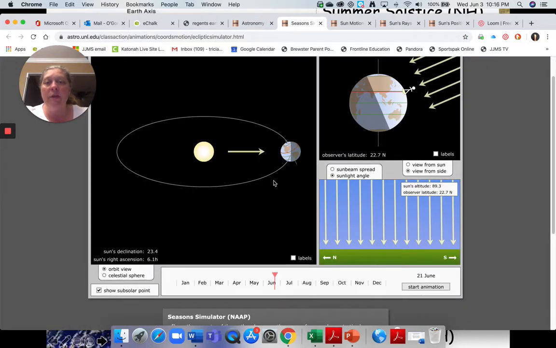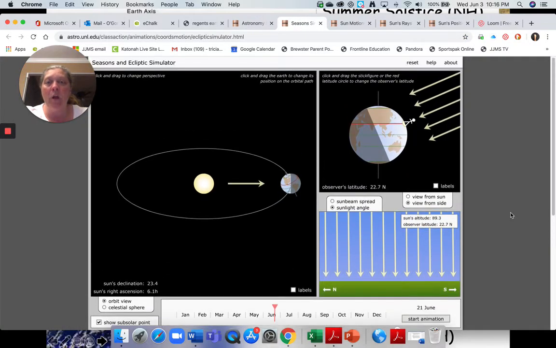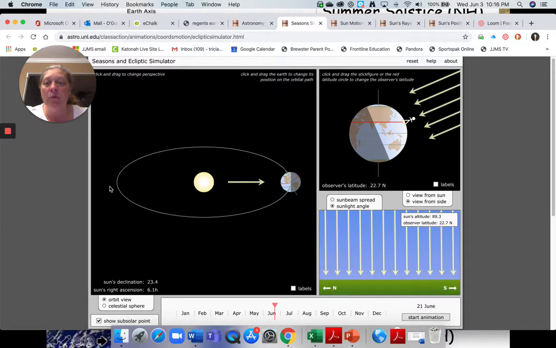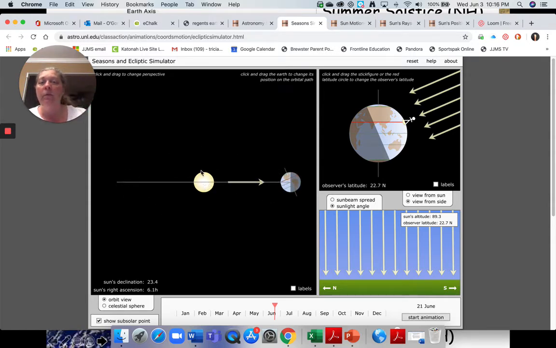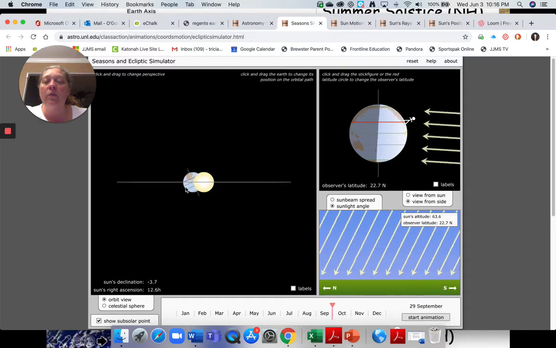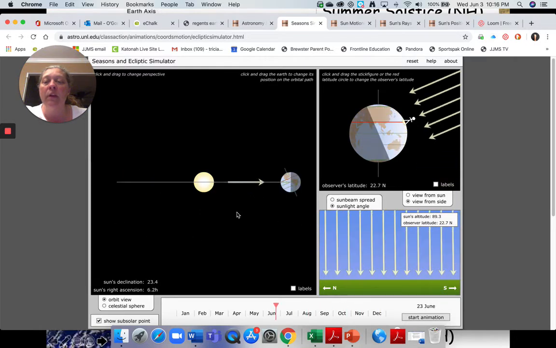So this is an animation of the Earth and its orbit around the sun. The first thing I want to show you is the orbit, if we were looking at it from exactly the side. Here would be the sun and here's the Earth. Disclaimer, drawing is not to scale. But what we can do here is drag this Earth around the sun.